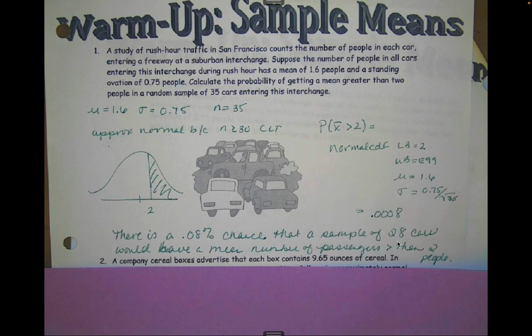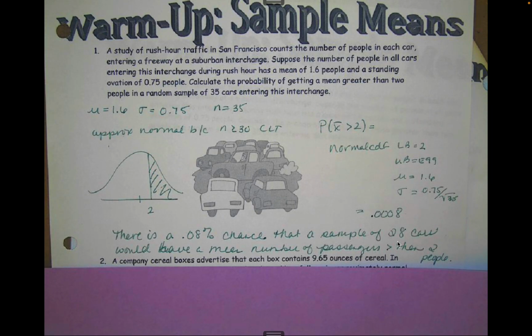Alright, this one right here, it's approximately normal because of the central limit theorem. You would find your mean and standard deviation. You want to just find the probability that the mean for a sample is greater than 2. So you get, I think it's 8 to the negative 4th. So there's a 0.08% chance a sample of 28 cars have a mean number of passengers greater than 2 people. Good?